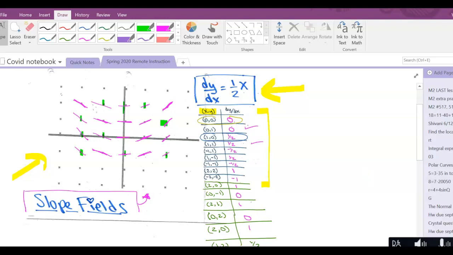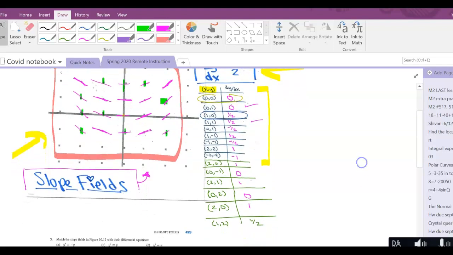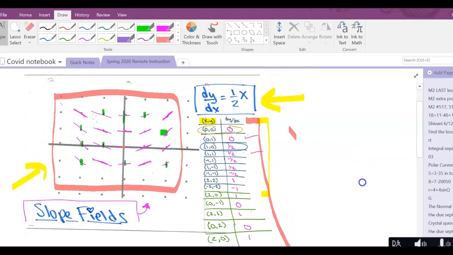Now, if you look at this slope field, this is what's called a completed slope field. The reason it's completed is because I evaluated dy dx at all these values, and I put in these slope segments. This is now a completed slope field.